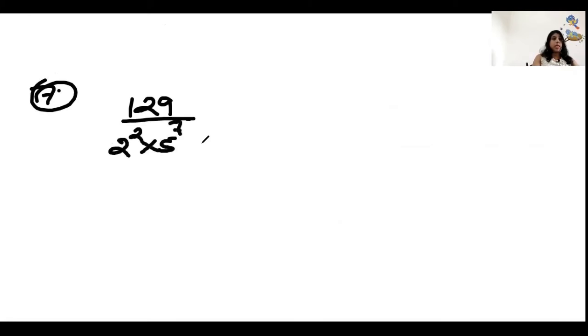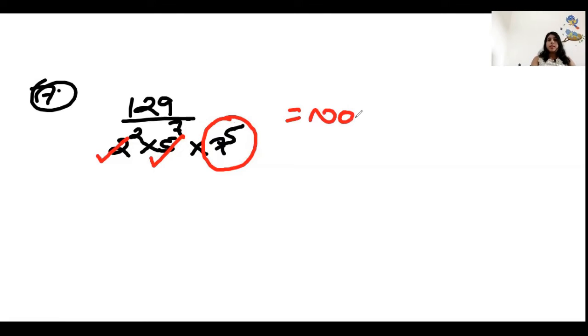Next question, the 7th one. 129 divided by 2 raised to 2 into 5 raised to 7 into 7 raised to 5. These both are okay, we don't have any problem. But additionally, 7 raised to 5 is written there. And this 7 raised to 5 and 129 cannot be cut, as 129 is a lesser value and 7 raised to 5 is a larger value. So we can say that a number other than 2 and 5 is also there. It is a non-terminating decimal.